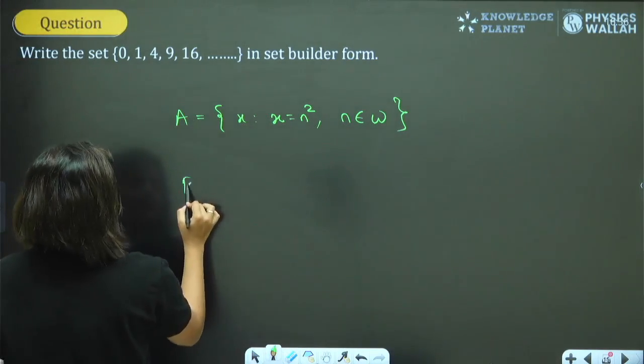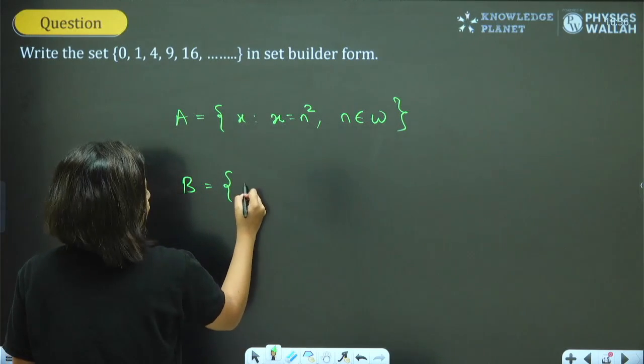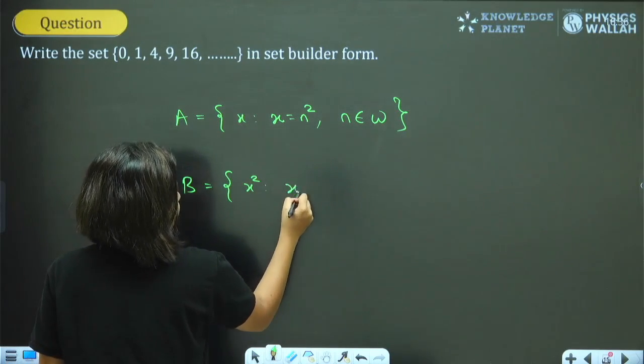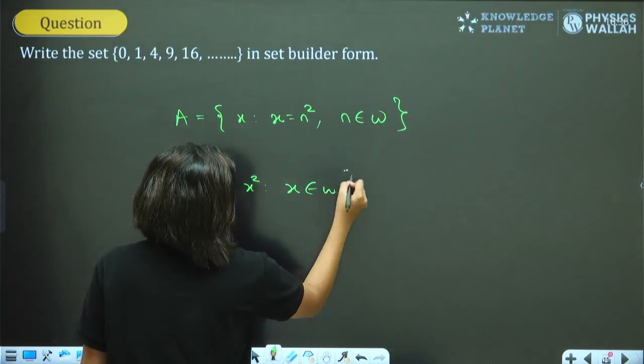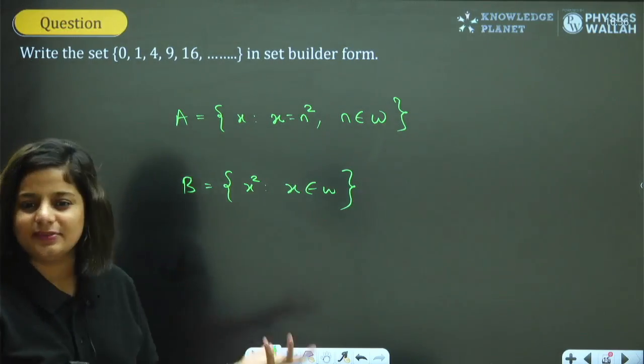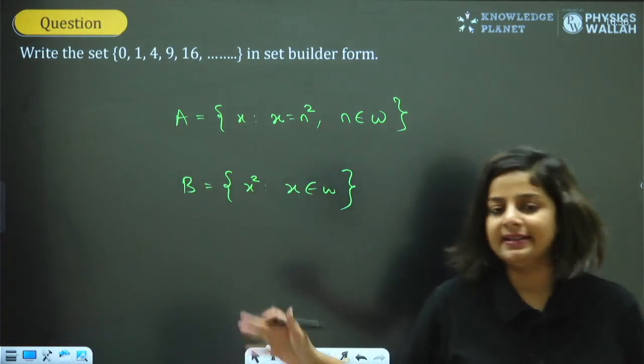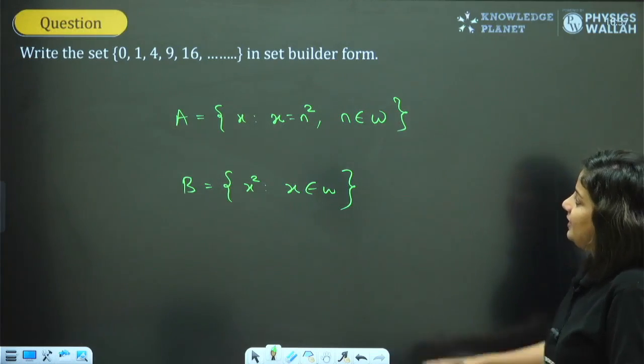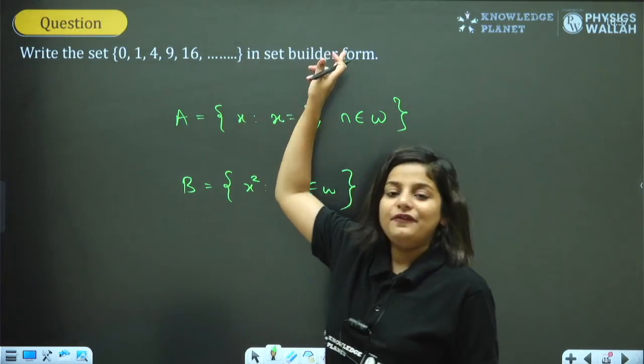Or guys, there can be another way to write it. B is a set of all n square such that n is a whole number. We can directly write this way also. It's absolutely right, one and the same. This dot dot means it's an infinite set.